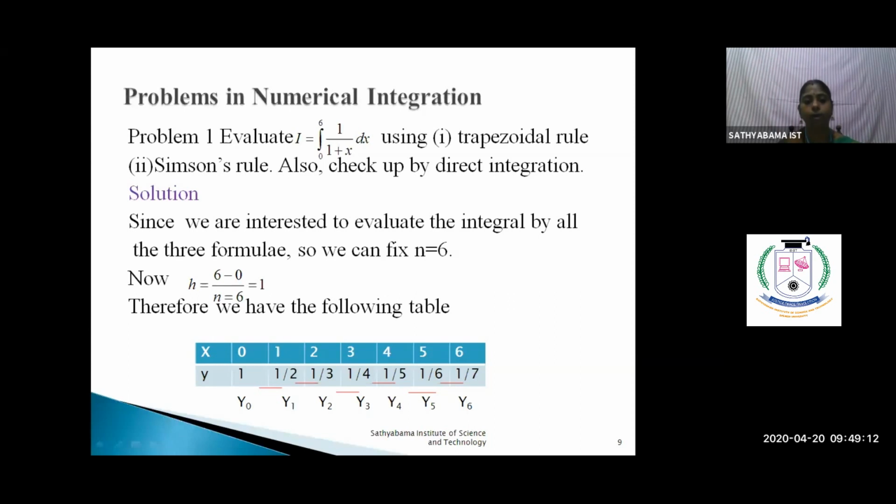After doing this problem, I'll tell you which one will give you the more appropriate result from these three rules: trapezoidal, Simpson's 1/3 and Simpson's 3/8 rule. Now see the question. The question is to evaluate the integral by using the three rules. We don't know what h is, so how can I find h? For that, a formula can be used.